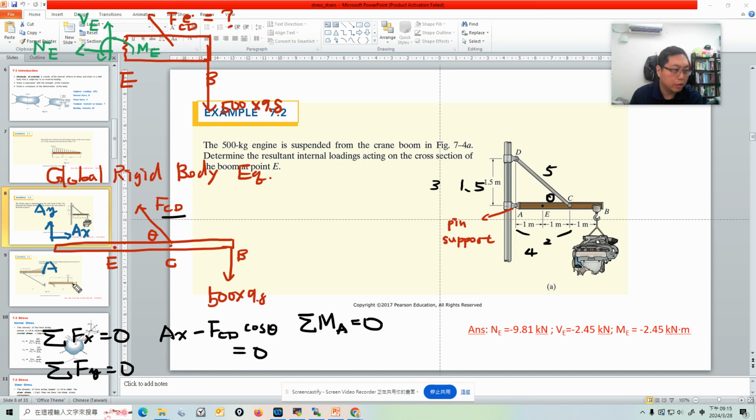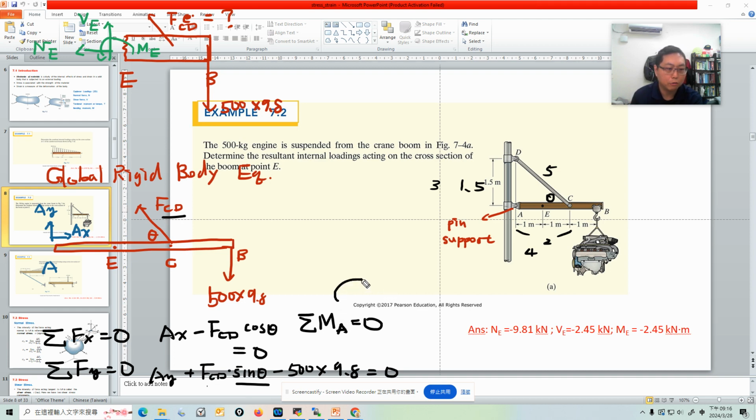Okay, the next one is the sum of Fy, times FCD. If we know the sine theta, FCD sine theta will point up, so it's positive. And don't forget the y component, we have a minus here, minus 500 times 9.8 equal to 0. We know the sine theta is 3 over 5, but this equation still cannot let us calculate the FCD.